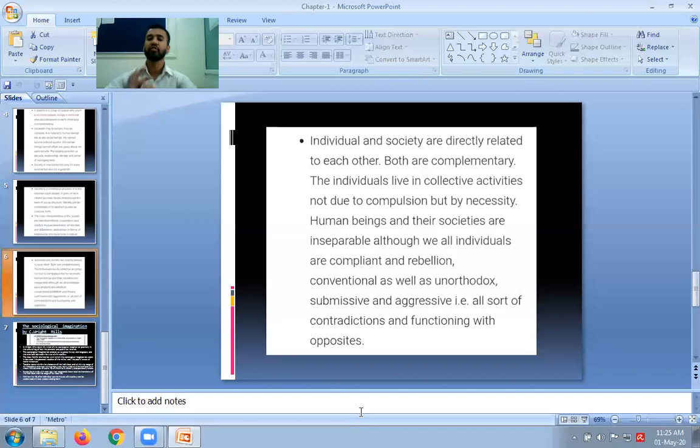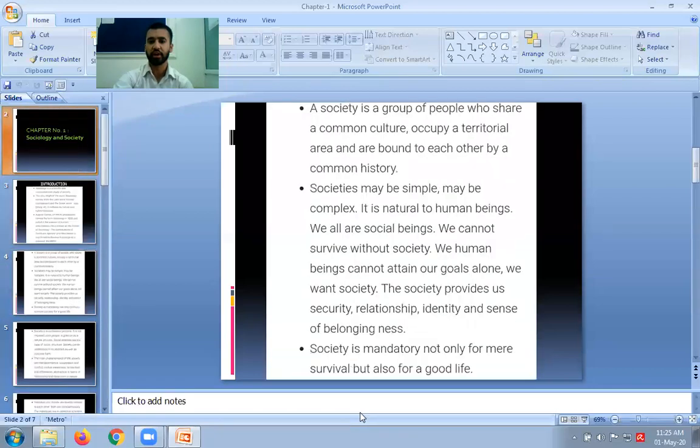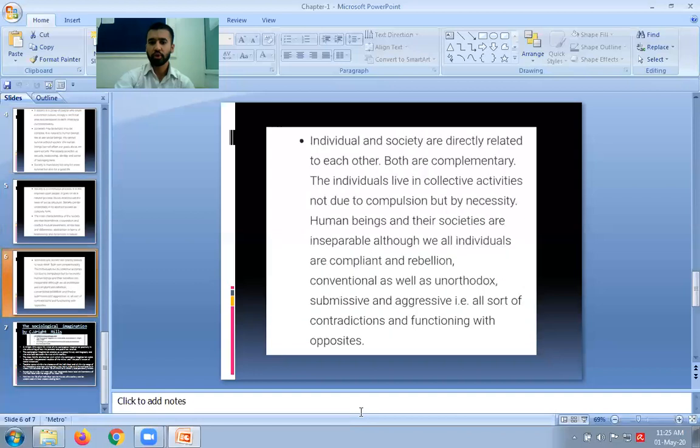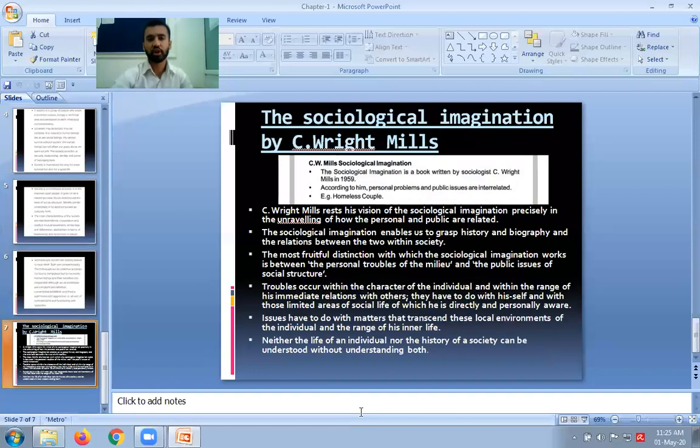So this was a kind of introduction to this chapter, right? And now we're going to start with this particular concept, right? So I hope you are understanding what I'm trying to make you understand here. So this is the concept that we need to understand here. It's the sociological imagination, right? Basically, it's a book. Sociological Imagination is a book written by C. Wright Mills. C. Wright Mills is an American sociologist who wrote a book named The Sociological Imagination, right?